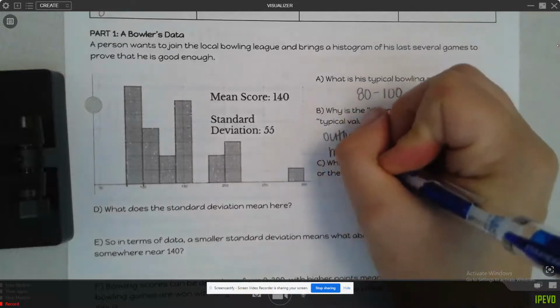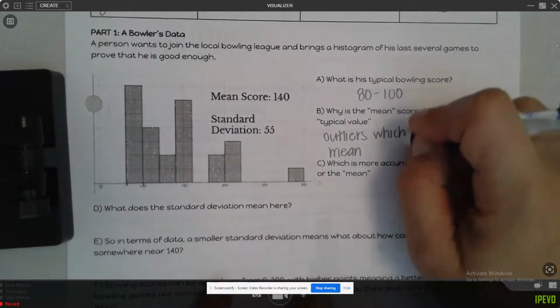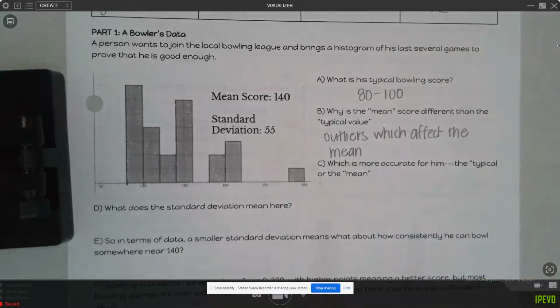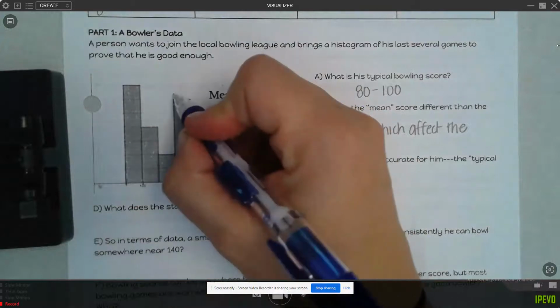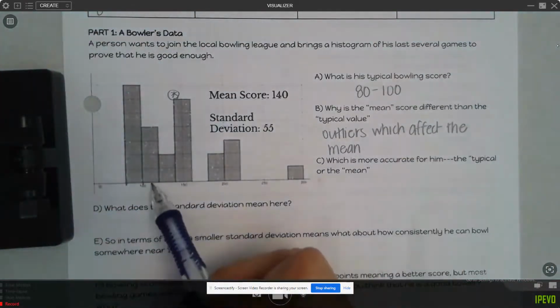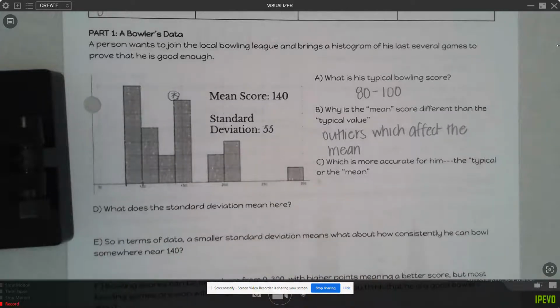Okay. They don't really affect that typical value, but they definitely affect the mean. Okay, now which is more accurate for him? The typical score or the mean? So the mean is about right here. It's about right there. 10, 20, 30, 40, 50. Yep, there's the mean.